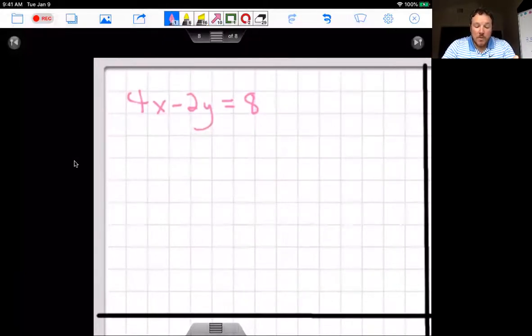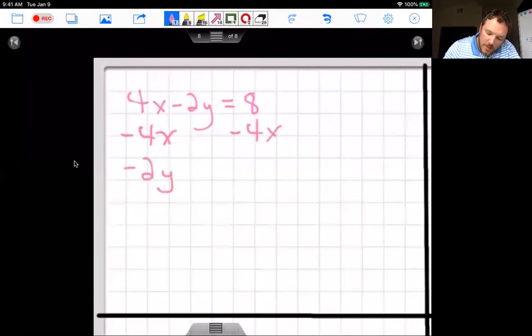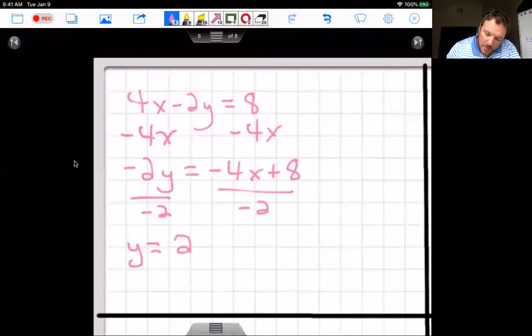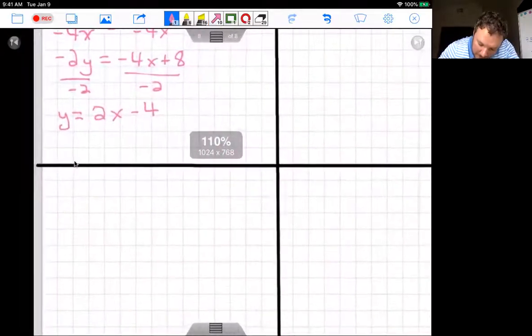Again, I'm in standard form. So to get it in slope-intercept, I need to solve for y. So I'm going to subtract 4x, and I have -2y equals -4x plus 8. Okay. Then I'll divide by -2, and I'll have y equals 2x minus 4. Okay, so my y-intercept is at -4.